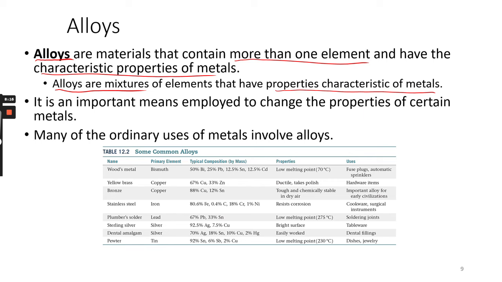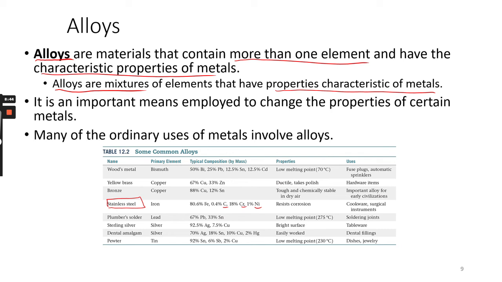So many of the ordinary uses of metals involve alloys. So here are a bunch of common alloys. Stainless steel is a good example. It's iron that has a little bit of carbon, a little bit of chromium, and a little bit of nickel. And once you do that, it doesn't rust, where regular iron would rust. So it resists corrosion. So a lot of your forks and knives, because you're constantly washing them, are stainless steel.